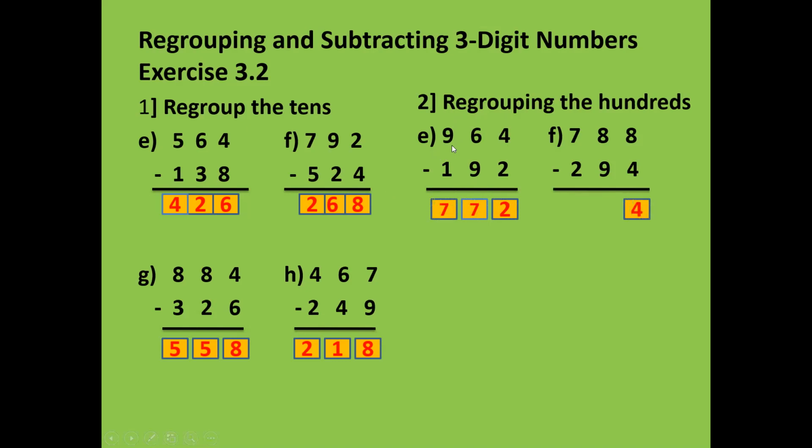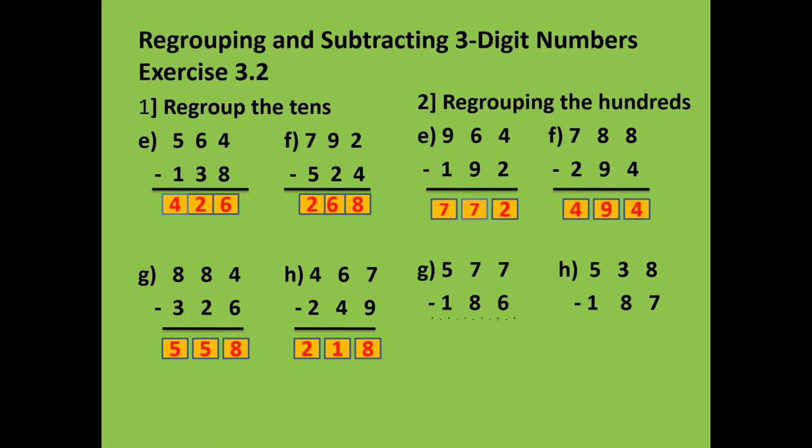Next here, we are also regrouping from the hundreds place. Why? Because here, if you subtract 4 from 8, it will be 4. But can you subtract 9 from 8? No. Because of that, I will regroup from the hundreds place. So I borrow 1 from 7. 7 will be 6 and this 8 will be 18. Now, if you take away 9 from 18, it will be 9. Now take away 2 from 6, it will be 4.